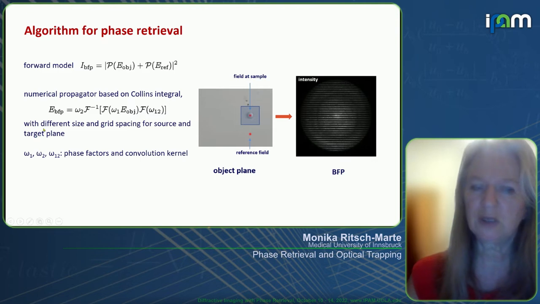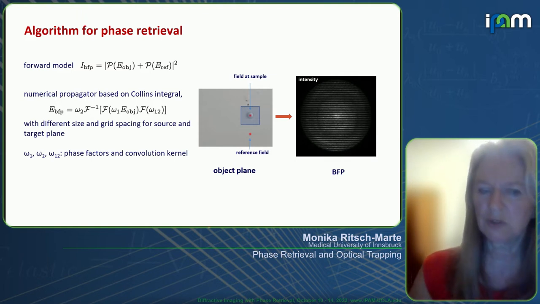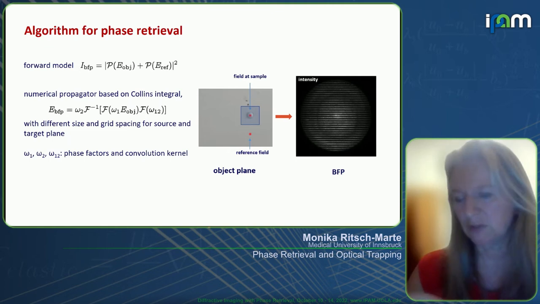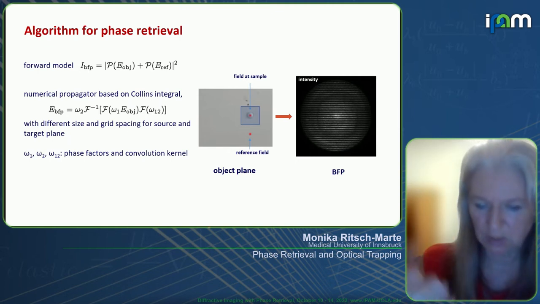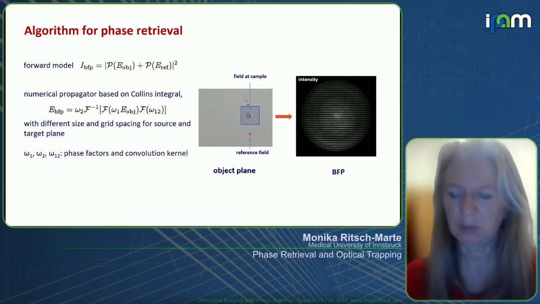An important thing in the implementation for the propagation is that we apply this for different sizes and grid spacings for the source and for the target plane, because they are not the same. So that is an extra thing that has to be done correctly numerically, but it's not a real problem.